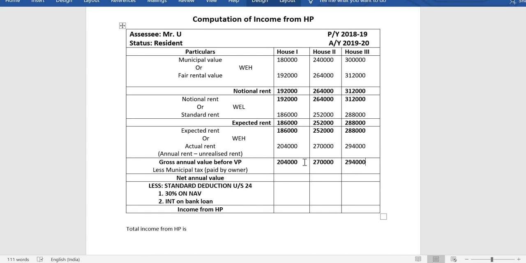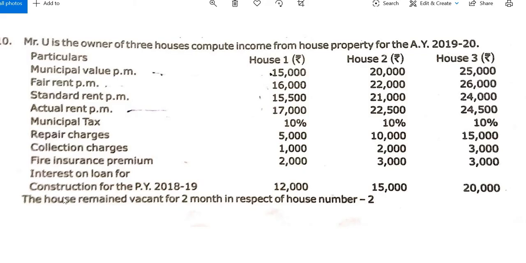Now see here, the last line: the house remained vacant for 2 months in respect of house number 2. That means only for house number 2, the vacancy period is given as 2 months. For house 1 and house 3, there is no vacancy period.